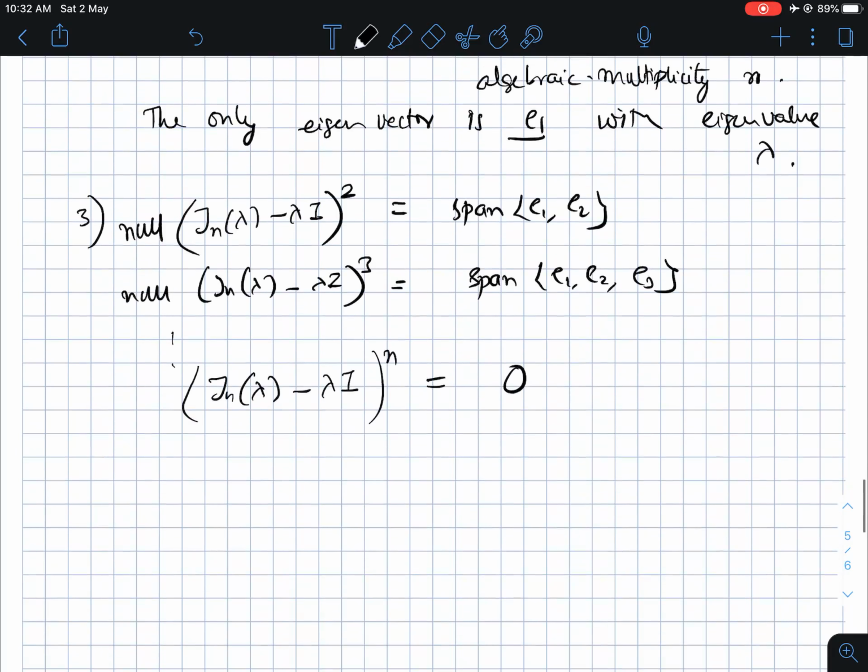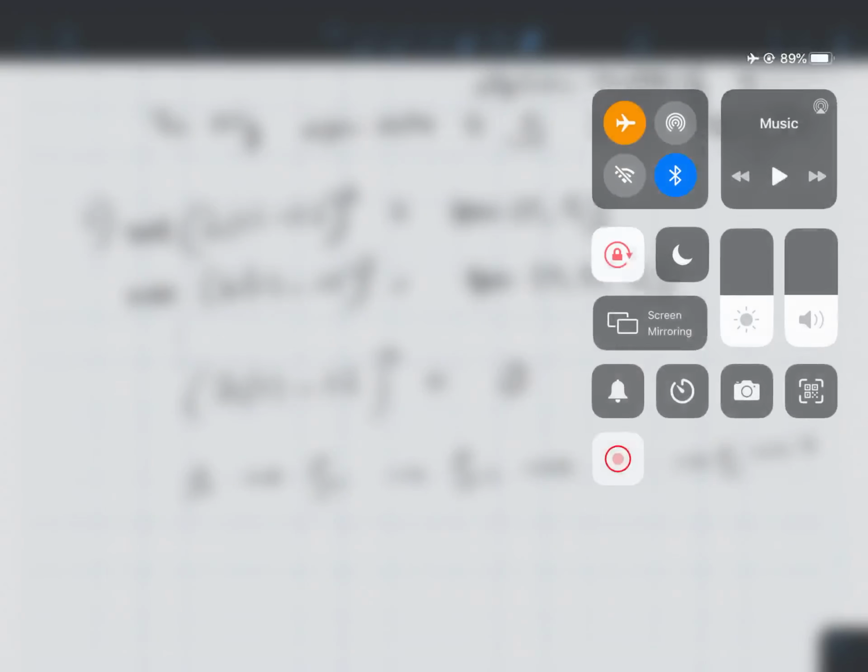Again you will get a similar chain structure: En, En minus 1, En minus 2, and so on down to E1, then 0. If you apply Jn lambda minus lambda I to En, you get En minus 1; applied to En minus 1, you get En minus 2, because this whole thing is just a shifting operator. Nothing really has changed here. So this is basically what the Jordan block is. With all of this in mind, we're going to discuss Jordan decomposition next.